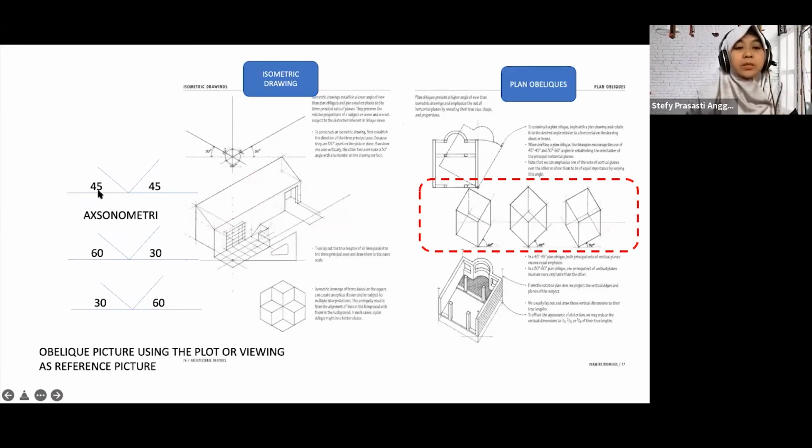We can see that sometimes in axonometry we can draw with the same angles, 45 degrees and 45 degrees, but maybe we can draw in different angles, maybe 60 degrees and 30 degrees, or 30 degrees to 60 degrees. So these are various angles for drawing axonometry, including isometric, dimetric, and trimetric.